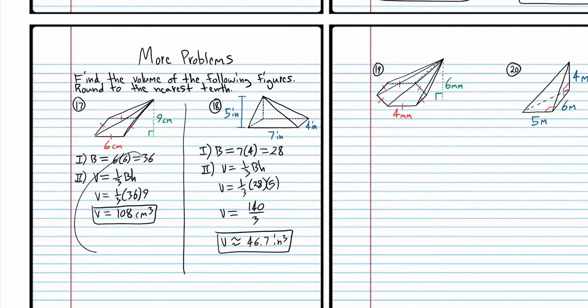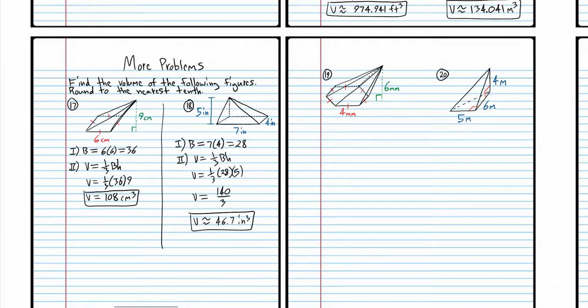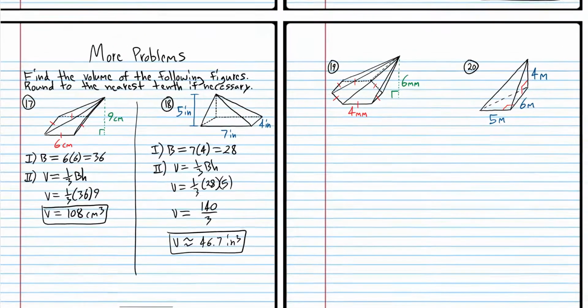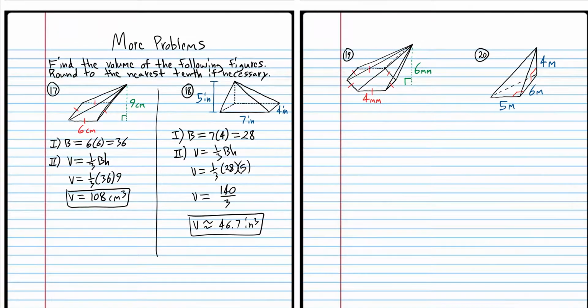So in this problem, notice we didn't really have to round off because we got the exact answer. But in this problem, we had a repeating decimal, so we had to round off to the nearest 10th place. Okay, so for number 19, we don't really have time to do number 19.